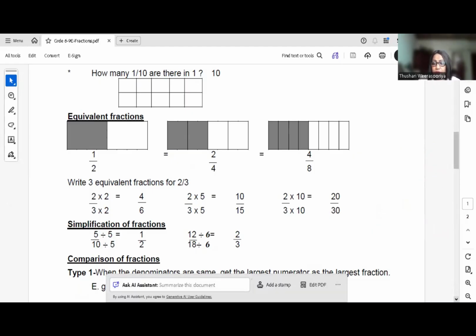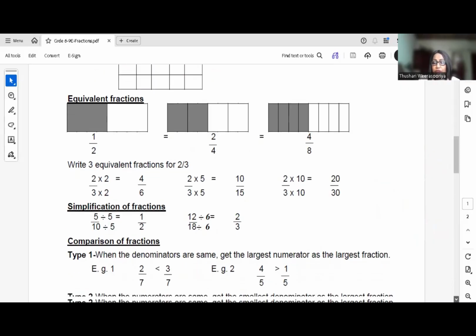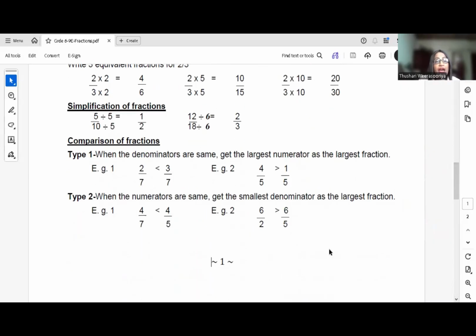Right. We'll go to the comparison of fractions. We are comparing fractions. Comparing means we want to know which fraction is bigger, which fraction is smaller, or equal. For that, I have divided that part into 3 types. First type, when the denominators are same. When the denominators are same, get the largest numerator as the largest fraction.